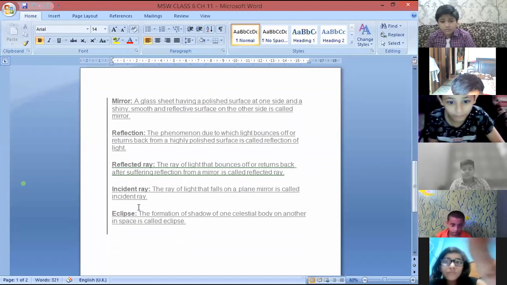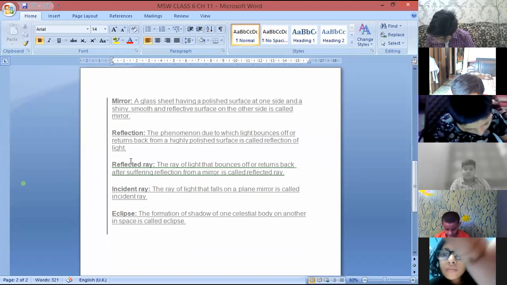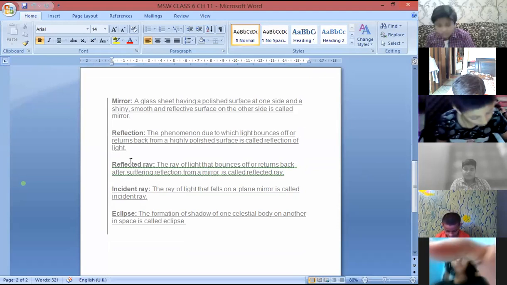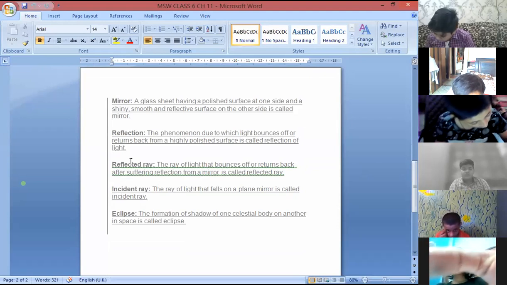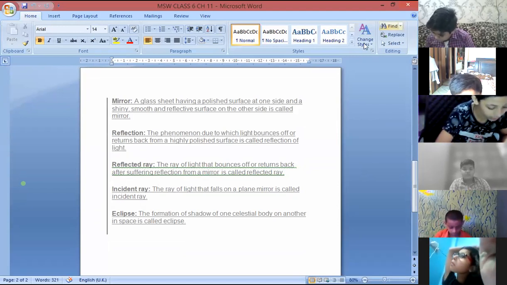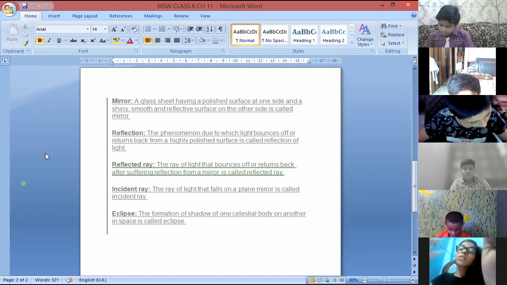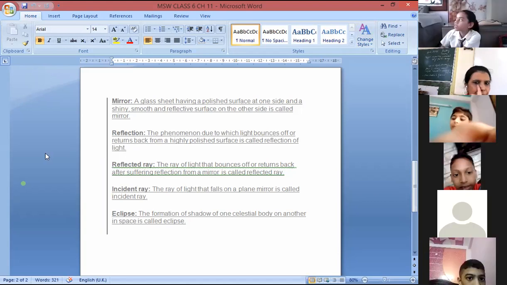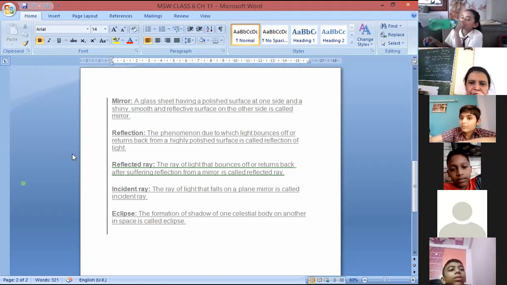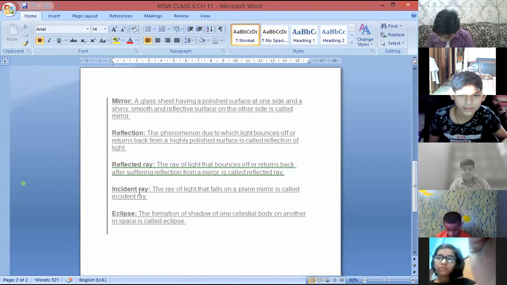Next, reflected ray and incident ray, that I will explain to you with the help of a diagram. Children, are these words in your book? Reflected ray and incident ray? Check at the back exercise. New words. Check in the new words. These words are there. Reflected ray or incident ray? If it is not there, then you can leave it.